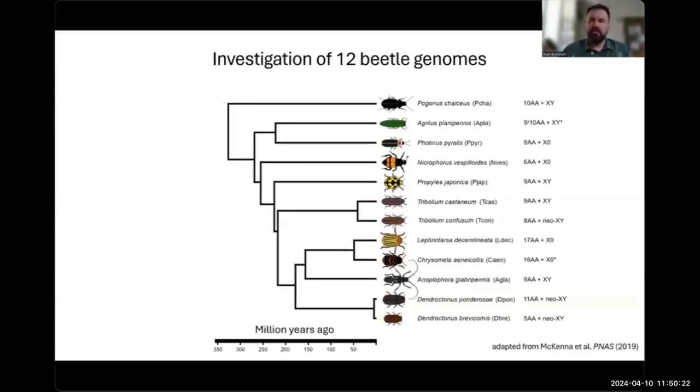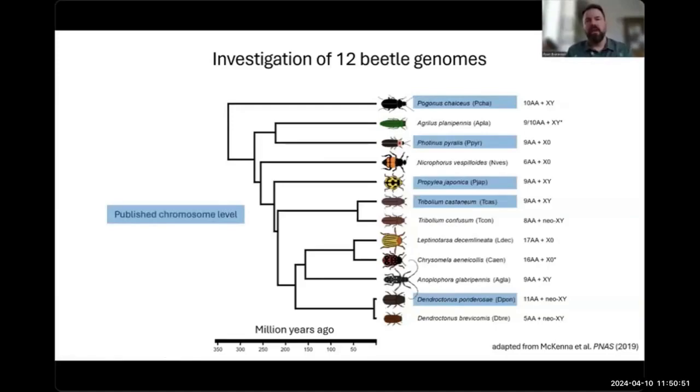So I looked at 12 beetle genomes at the time, and shown here are the different species, as well as their different karyotypes and their different types of sex chromosomes. So some of these have neo-sex chromosomes, some of these are X naught, some are XY. And this group, we're talking about species that some of them diverged over 350 million years ago.